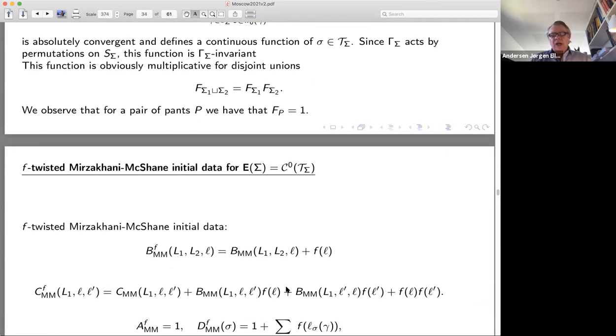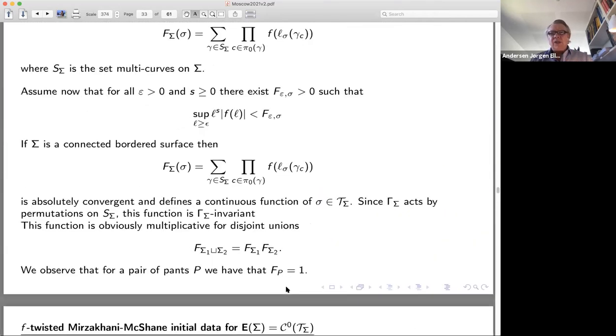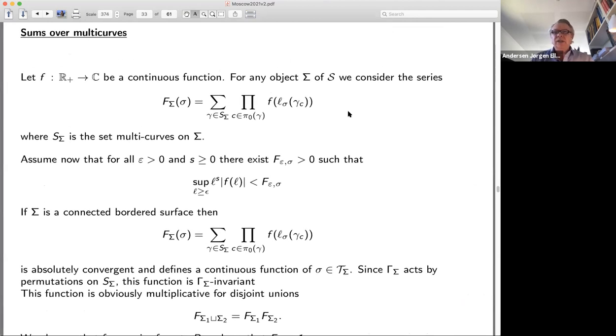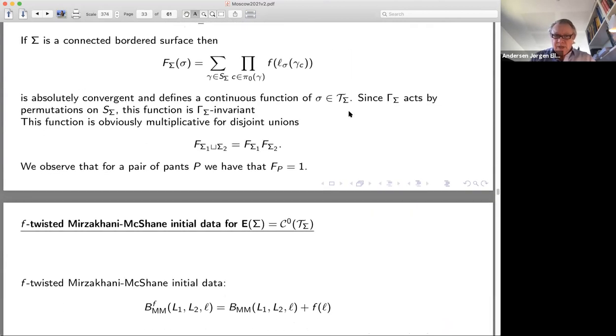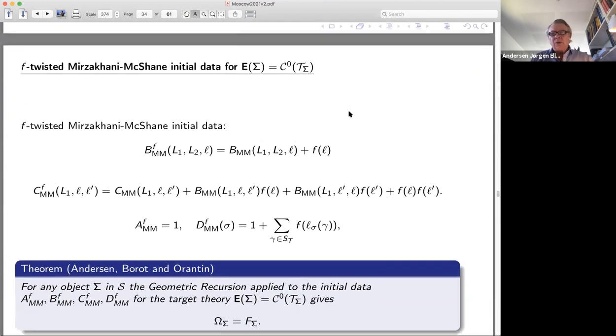And so what we now do is that we would like to see, can we actually obtain this function here by geometric recursion? The answer is yes, we can. And the way you should do it is you should do what we call f-twisting of the Miyazaki-McShane initial data.